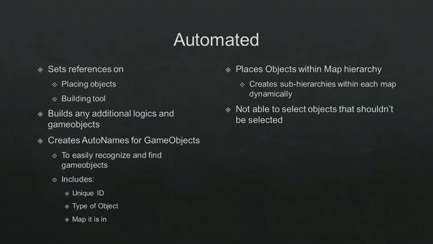Game objects that are placed are also automatically placed within their map's hierarchy. Within the map's hierarchy, sub-hierarchies are automatically created for a game object if they do not already exist. Lastly, the tool makes sure that the user cannot select game objects that they should not select.